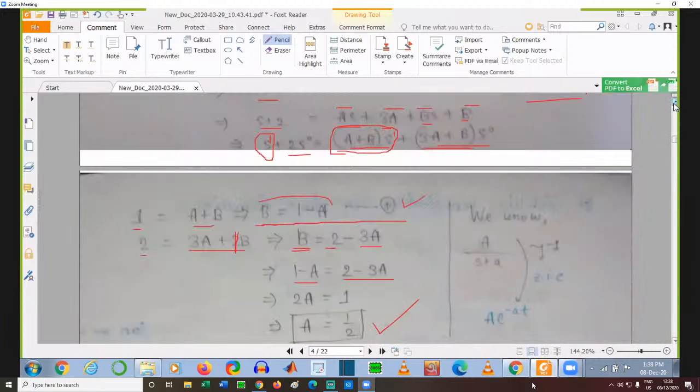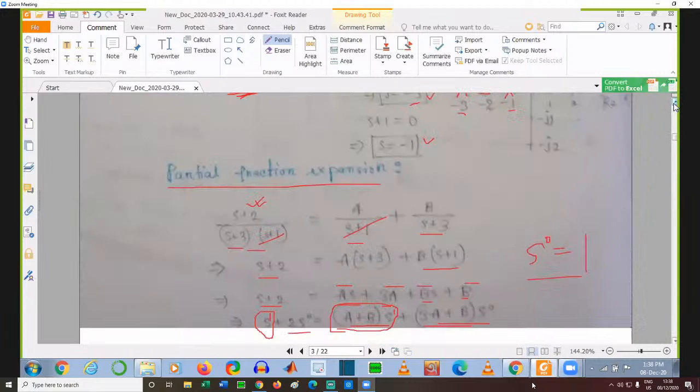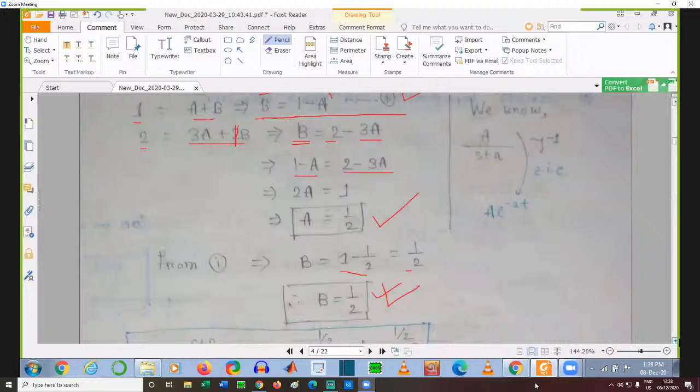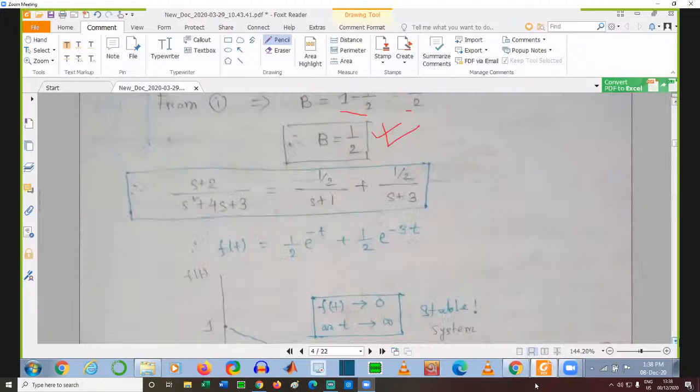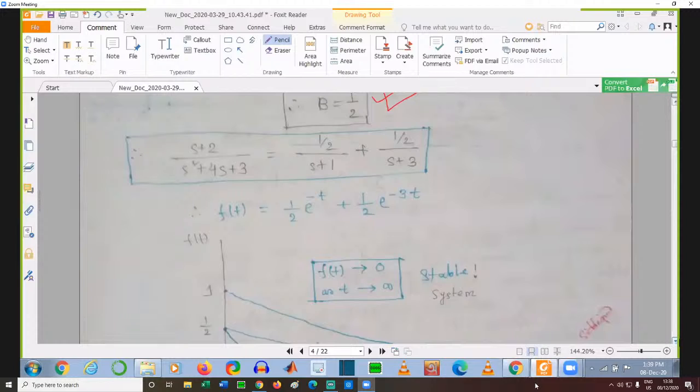After that, you want to put the values of a and b into our initial equation. The initial equation, you can see here, s plus 2 by s plus 3 into s plus 1 equal a by s plus 1 plus b by s plus 3. So it should be half by s plus 1 plus half by s plus 3. So s plus 2 by s square plus 4s plus 3 equal half by s plus 1 plus half by s plus 3. This is still in the frequency domain.